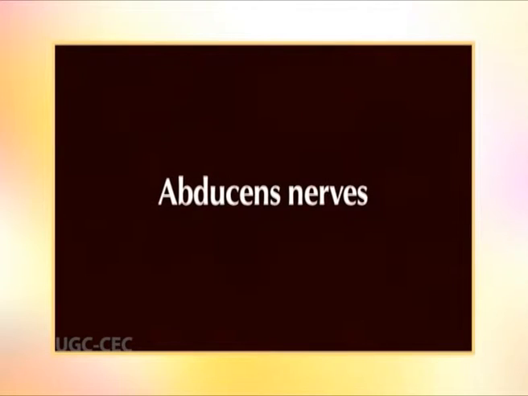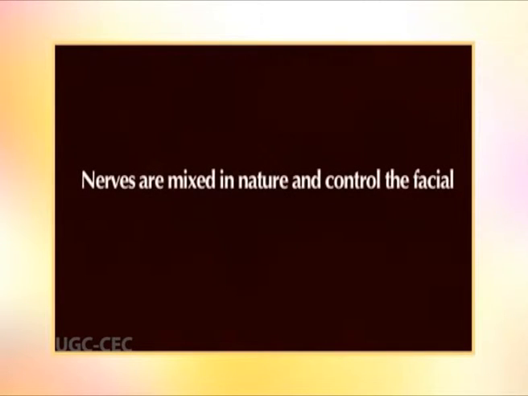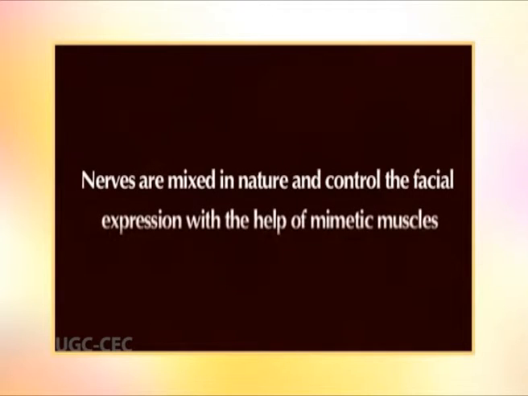Moving back to the cranial nerves, that's the abducens nerves. They originate from the floor of pons, are motor in origin and helpful in movement of eyeballs. Facial nerve. The nerves are mixed in nature and control the facial expression with the help of mimetic muscles. These nerves control secretion of salivary glands, tear glands, and sense of taste from the tongue except bitter.